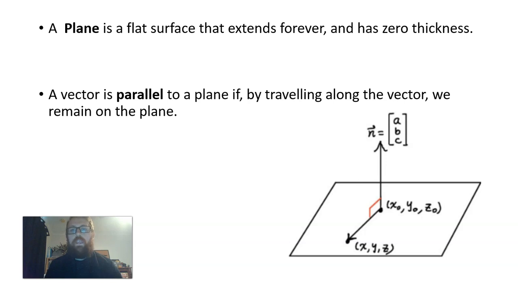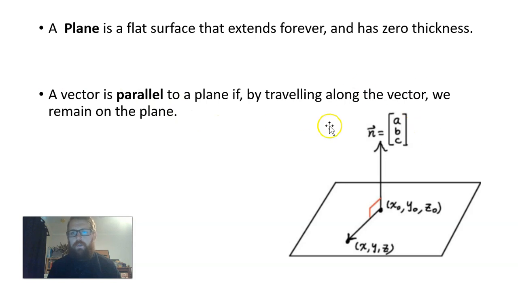And we can also think about vectors and planes together. We're going to do that. So a vector is parallel to a plane if by traveling along the vector you remain on the plane. Okay, so if you've got a plane that goes on forever, we know what a vector is. If that vector is always on the plane, we say the vector is parallel to the plane. Okay, if it ever leaves the plane, it will not be parallel.